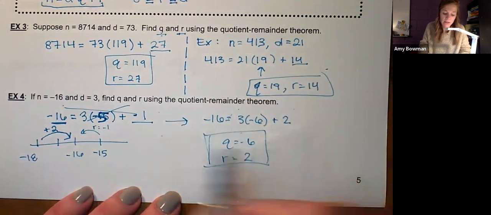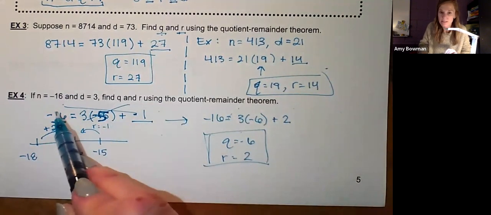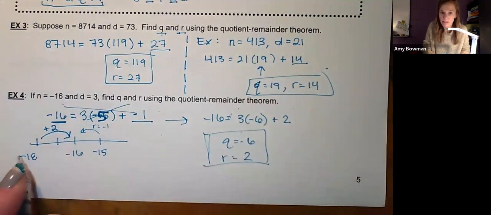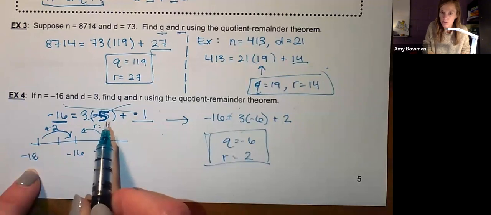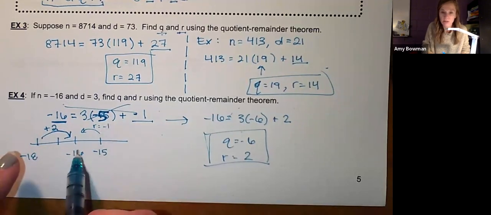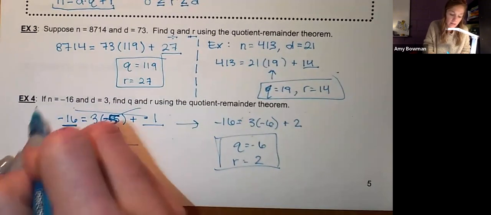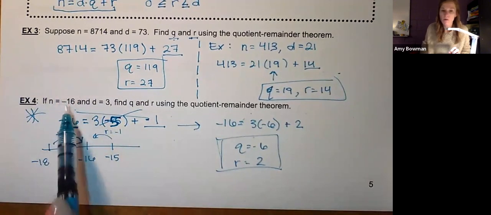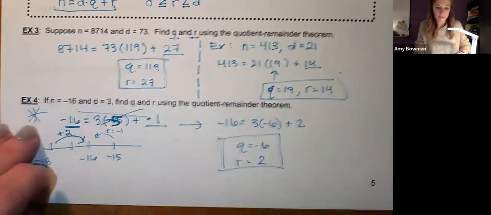You cannot have a negative remainder. So if n is negative, you basically have to go farther past it on the number line when you're finding your quotient, so that your remainder is positive. This is a common mistake I see. So make sure you keep an eye out when using the quotient remainder theorem when that n value is negative. Okay, on to the next page.